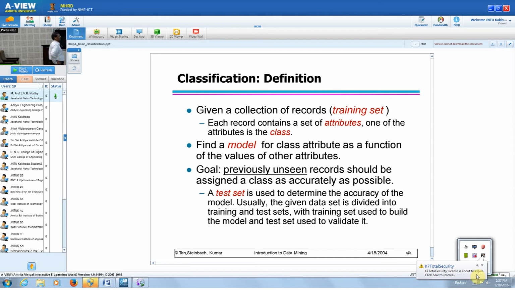So classification is, given a collection of records, the training set, each record contains a set of attributes. One of the attributes is the class. Now I told you what is this training set, what is the testing set, that part also I have, because as you mentioned, you initially mentioned that part.